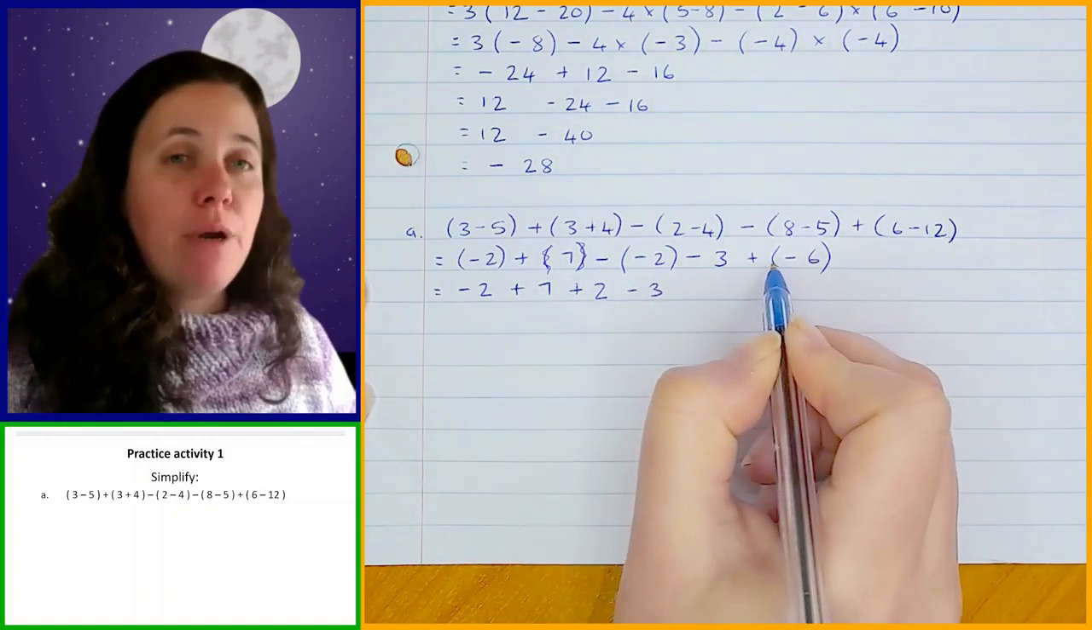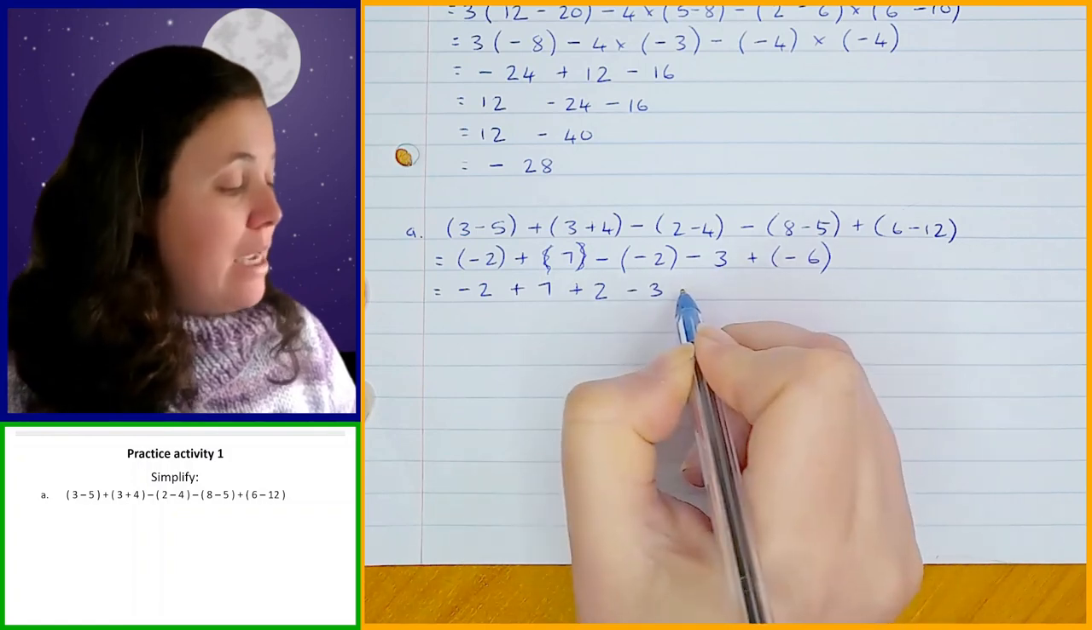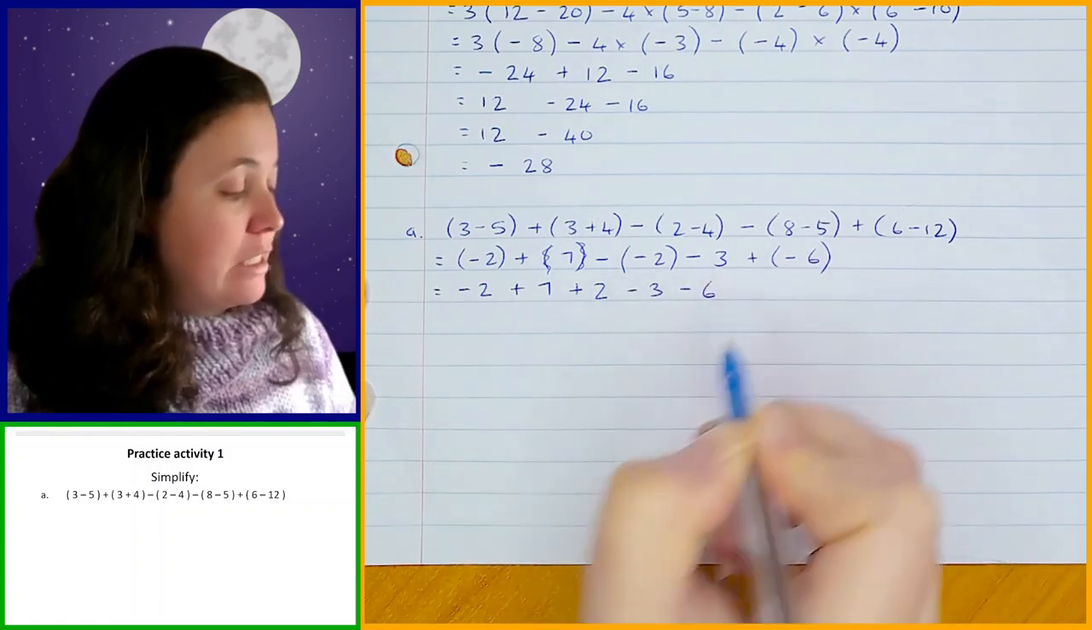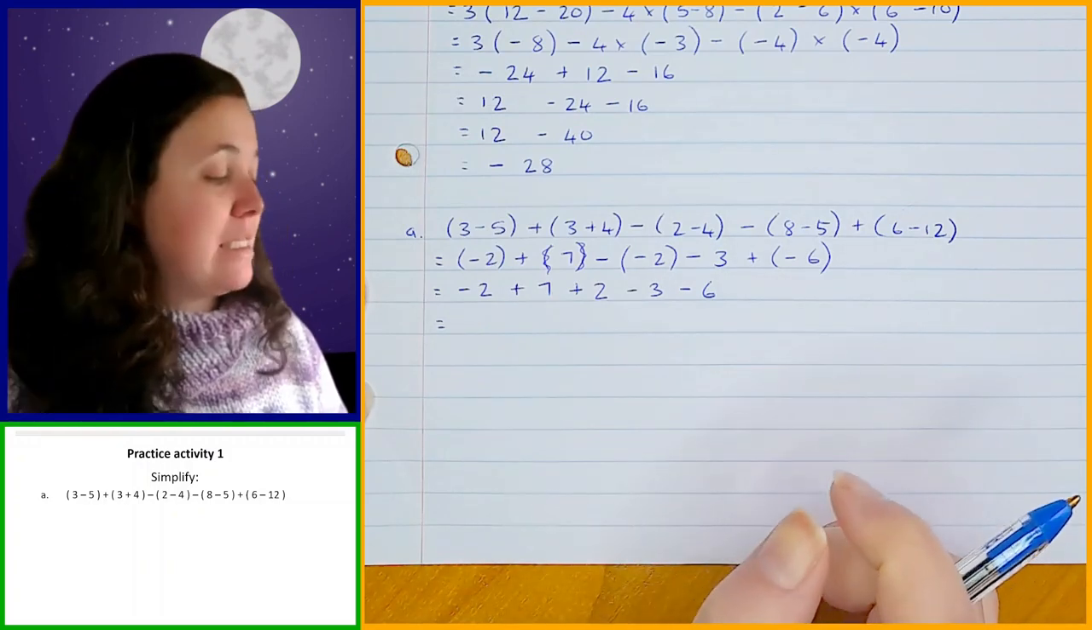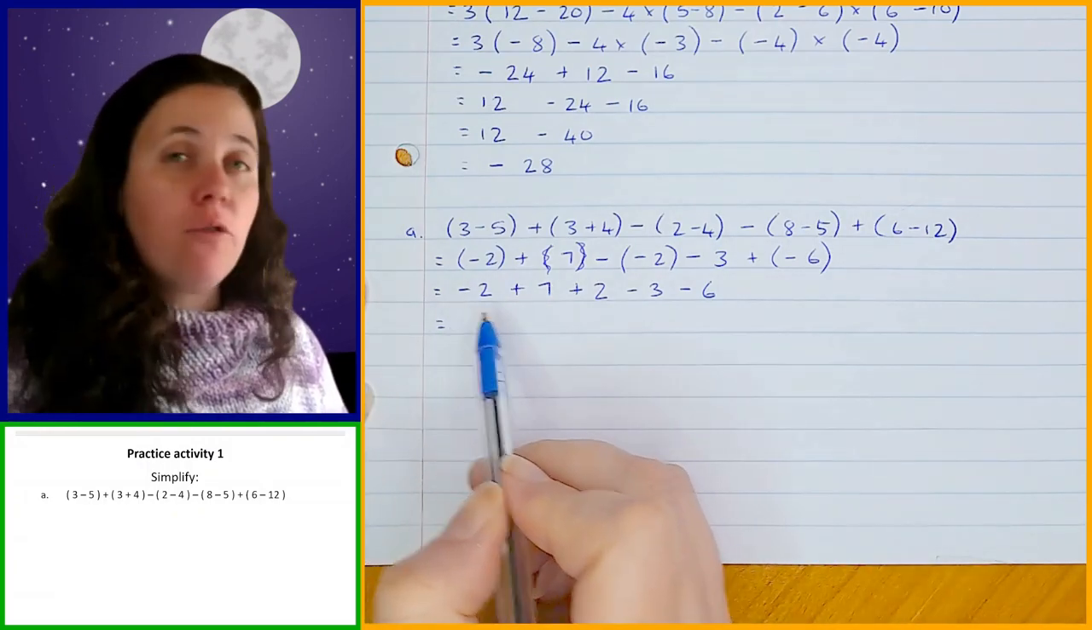When I've got a plus in front of the bracket, what's inside the bracket is going to stay the same, and that stays minus 6 over there. So now I've got negative 2 plus 7 plus 2 minus 3 minus 6. Now again, you can just work from left to right.